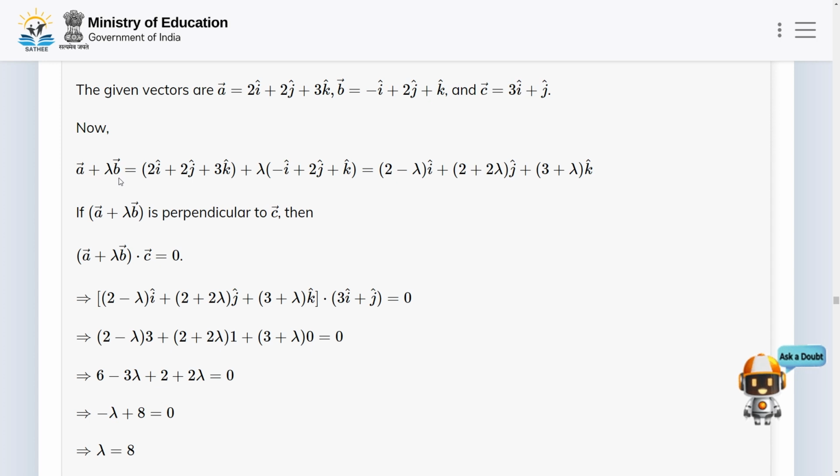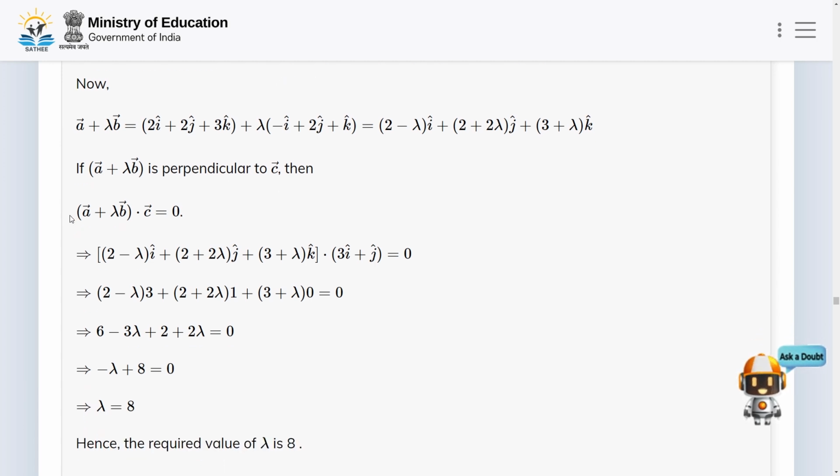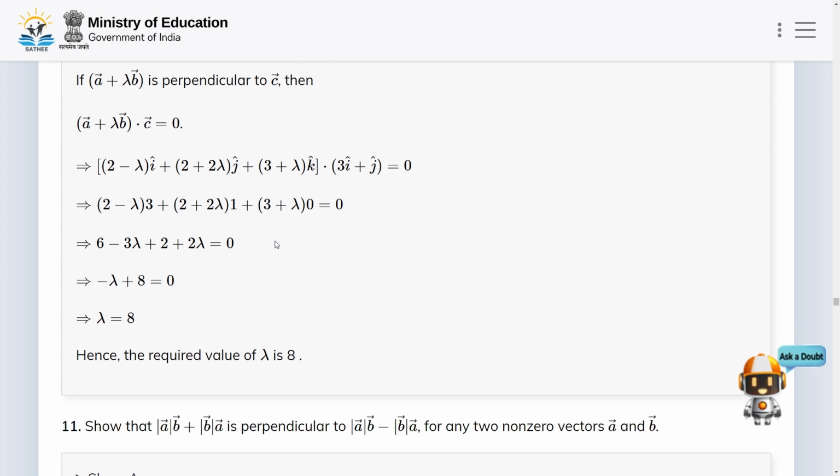A, B, C vectors are given. A plus lambda B vector will be (2 minus lambda) i hat plus 2 lambda j hat plus (3 plus lambda) k hat. This and this vector's dot product will be 0 because of the perpendicularity. This means your A plus lambda B vector is this and C vector is this.